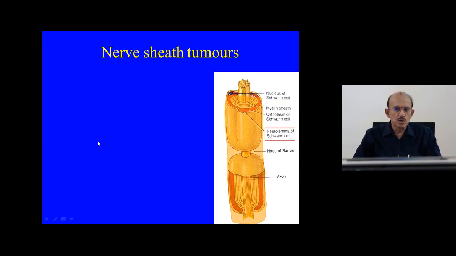Then nerve sheath tumors. This is the axon, the nerve fiber. This nerve fiber is surrounded by the myelin sheath. Again, this myelin sheath is enclosed by the Schwann cell, or neurolemmal cell. And this is surrounded by the fibrous tissue, that is the endoneurium. Already we have discussed the endoneurium.